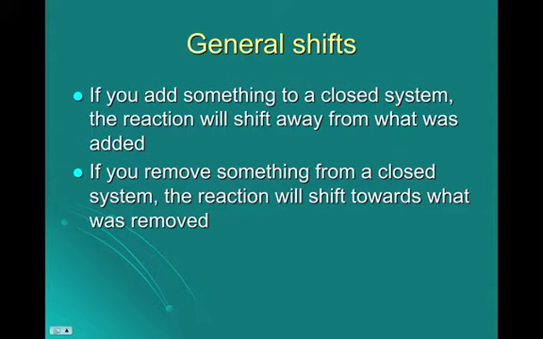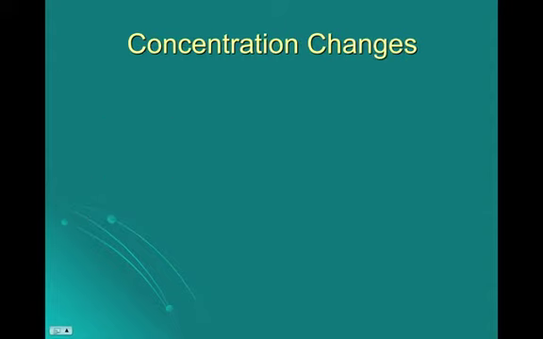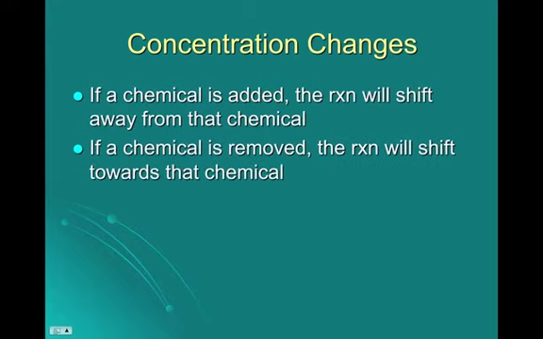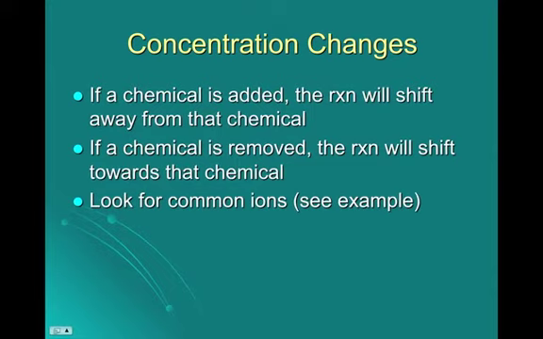So there's a couple of different ways that you can add or remove things. First thing is concentration. If chemicals are added, the reaction shifts away from that chemical. If it's removed, the reaction will shift towards that chemical. And look for common ions, and that's the examples that are going to come out. What I mean by common ions, like let's say you're doing the ionization of potassium nitrate, and you wanted to increase the potassium concentration, you could add maybe potassium chloride. That would be a source of a potassium ion. So look for commonalities like that.